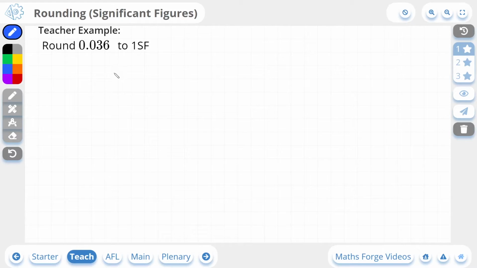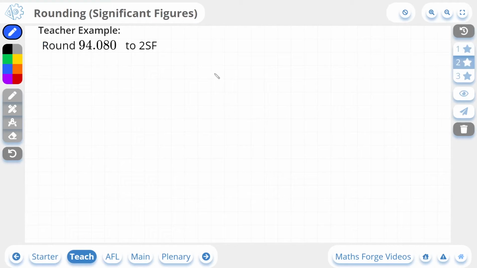We'll do another 1-star example. Here we're being asked to round 0.036 to one significant figure. In this case, we can see that the first significant figure, the first figure that tells us the value of the number, is 3. So we're going to check one number to the right of it, which is the 6. Is it 5 or greater? Yes, it is. So the 3 rounds up to a 4. And all of the numbers before it stay the same. And if we check our answer, there it is. 0.036 rounded to one significant figure is 0.04.